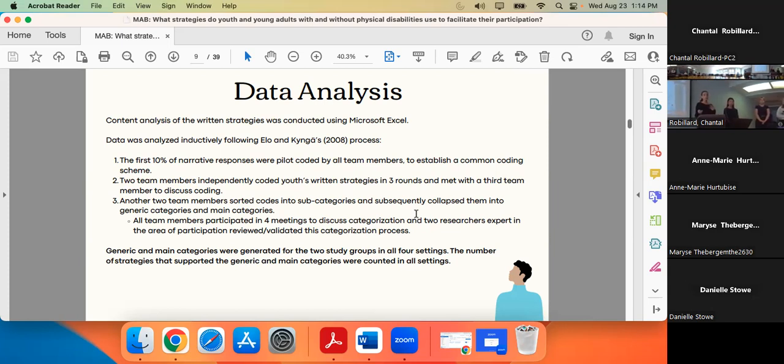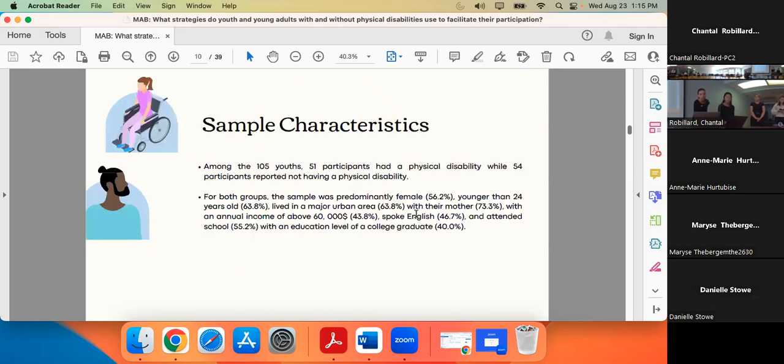We met 4 times to discuss categorization, and also 2 research experts in the 3 areas of participation, Dana and Sadie, reviewed and validated the whole categorization process. At the end, we had generic and main categories that were generated for the 2 study groups in all settings, and we counted their frequencies.